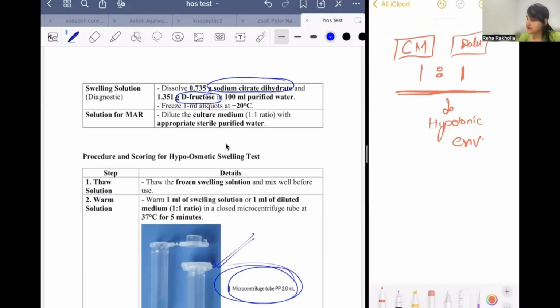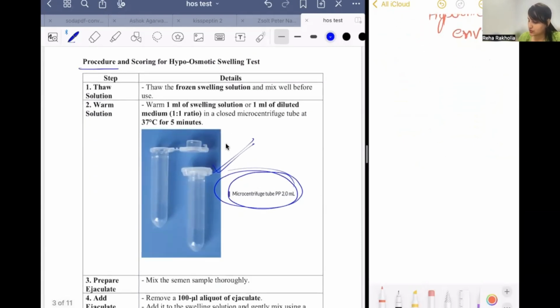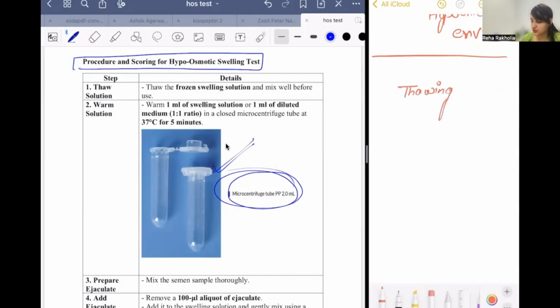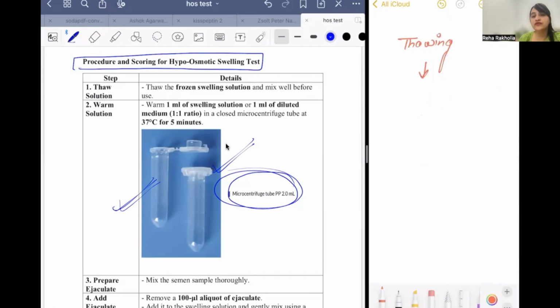Okay, now we'll talk about the procedure and scoring of the hypoosmotic swelling test, step by step. The first step is thawing the solution. We'll bring the solution that we have stored in the microcentrifuge tube, 1 ml. We'll remove the frozen swelling solution from the storage and mix it thoroughly before using to ensure all components are evenly distributed.